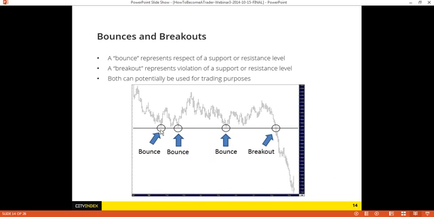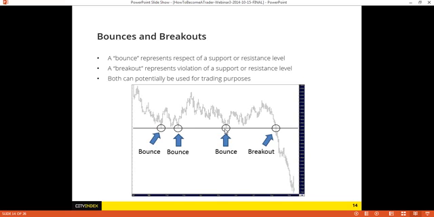The joke always goes, there's either going to be a bounce or there's going to be a breakout at a certain support or resistance level. Now, what happens at those levels? Well, that's what we're looking for, bounces or breakouts. And these can always be used for trading purposes.